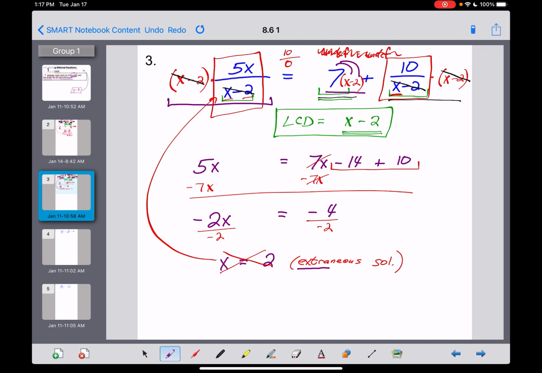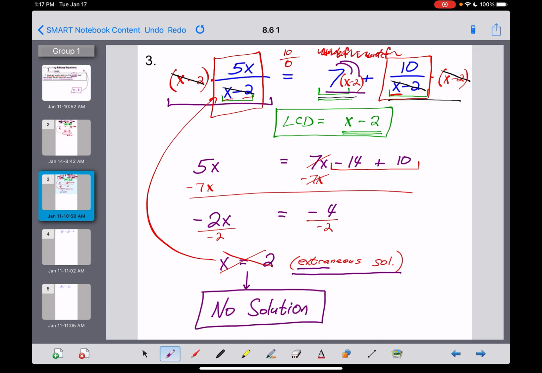Undefined equals undefined. So if we only got one solution, and it turns out it was extraneous and we have to toss it, then that means that the real answer to this problem right here is that there is no solution to this equation. There is no real number that you can put in here for x that will give you the same value on the left and right sides of this equation. So the answer here ends up being no solution because we had to toss out the only one that looked like it was going to work. So that can happen from time to time.